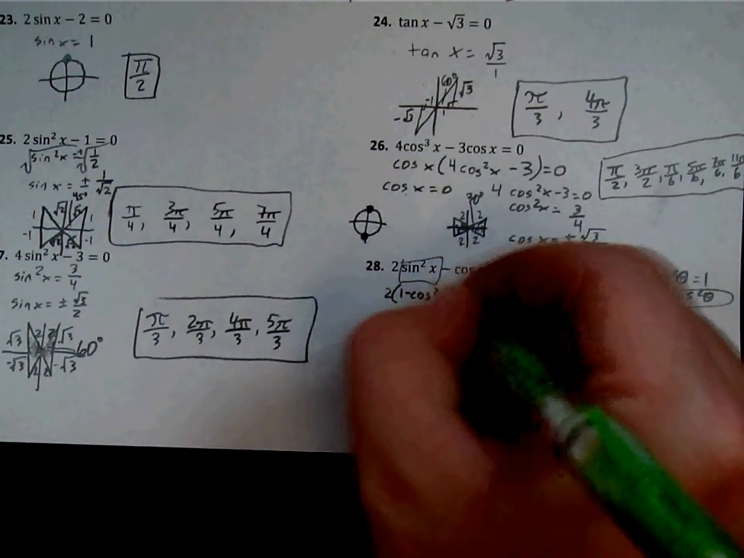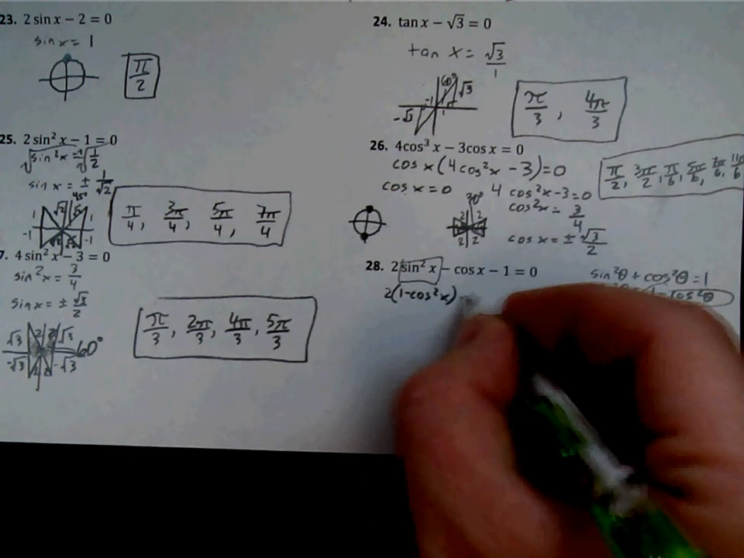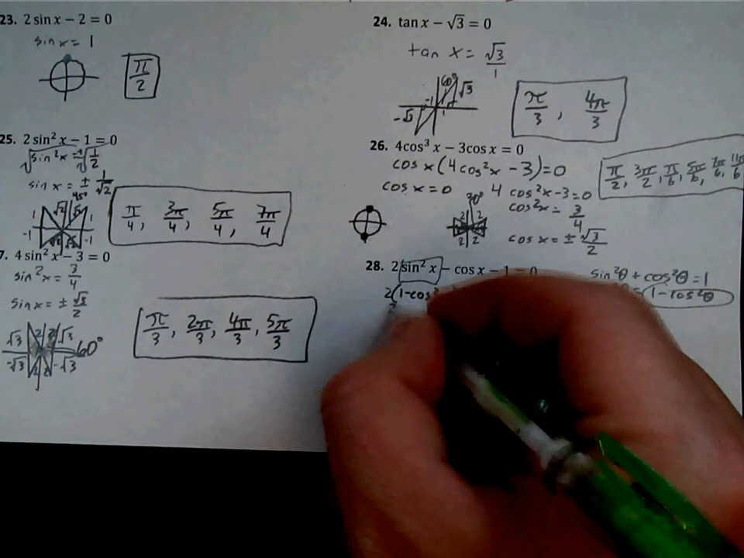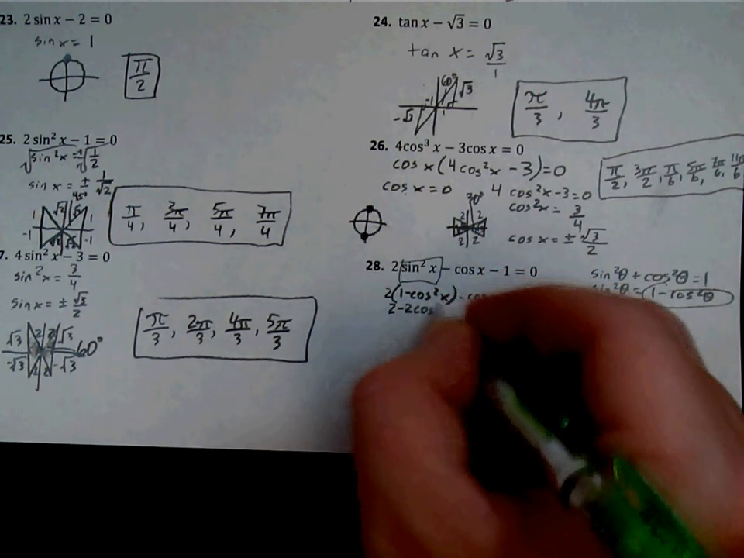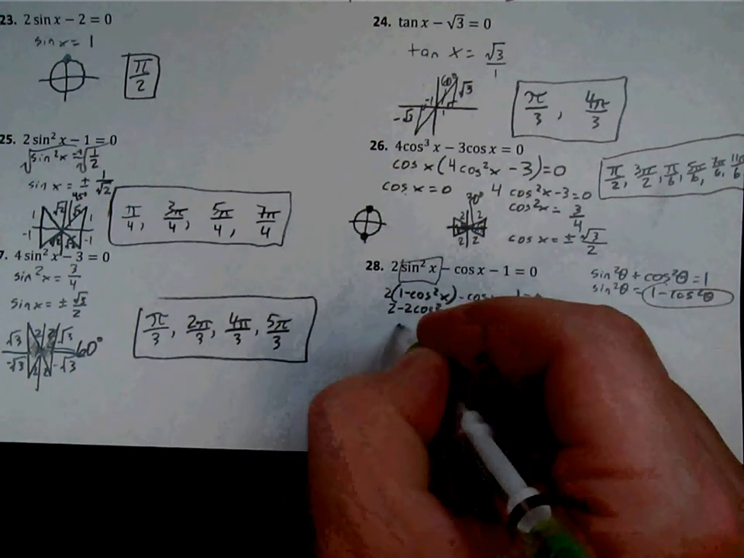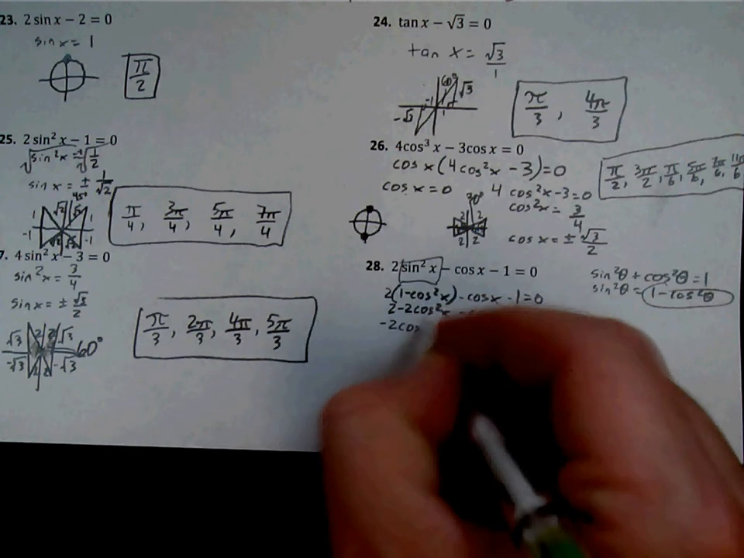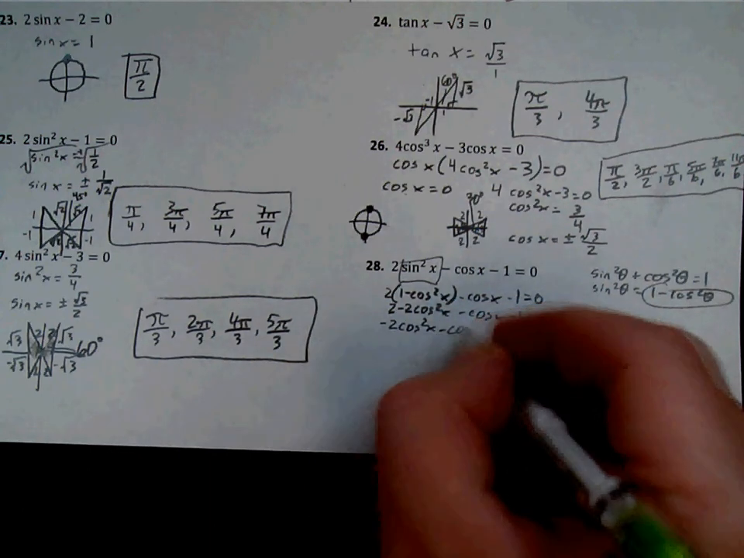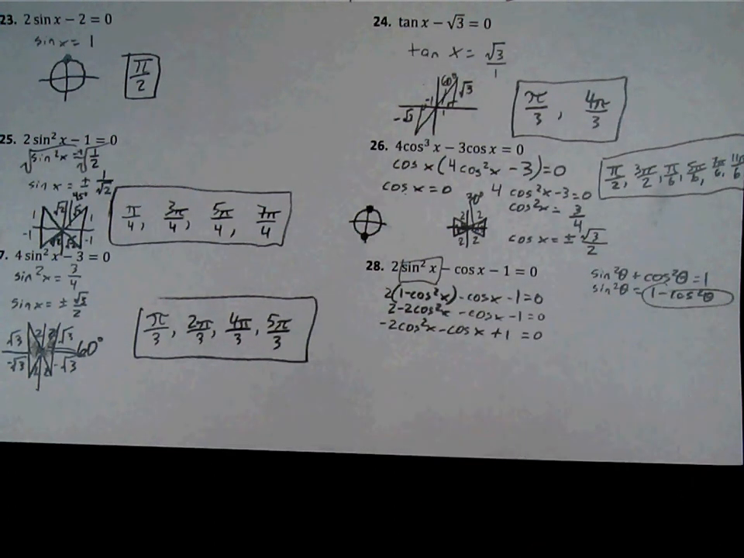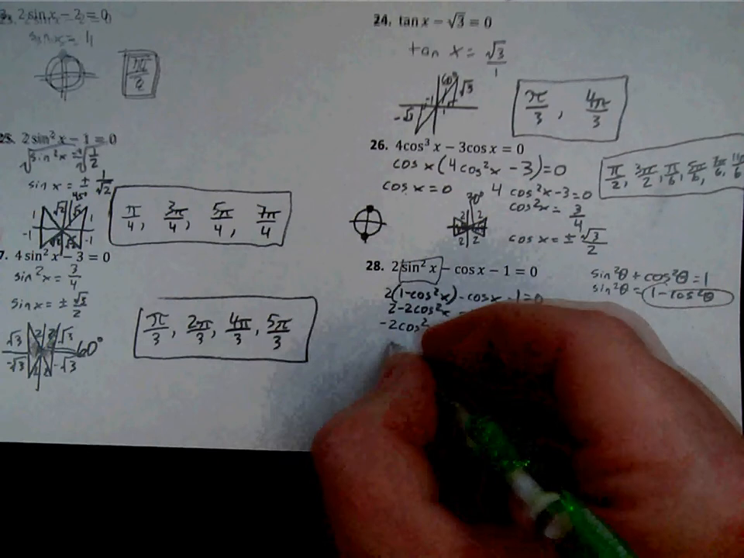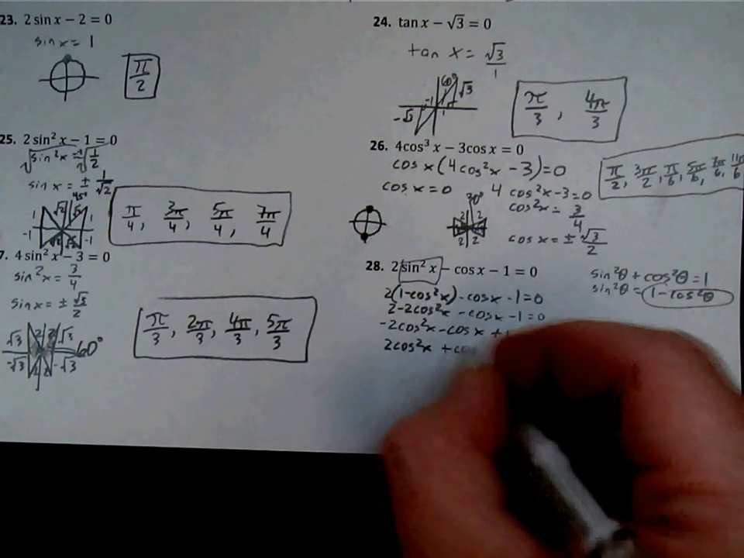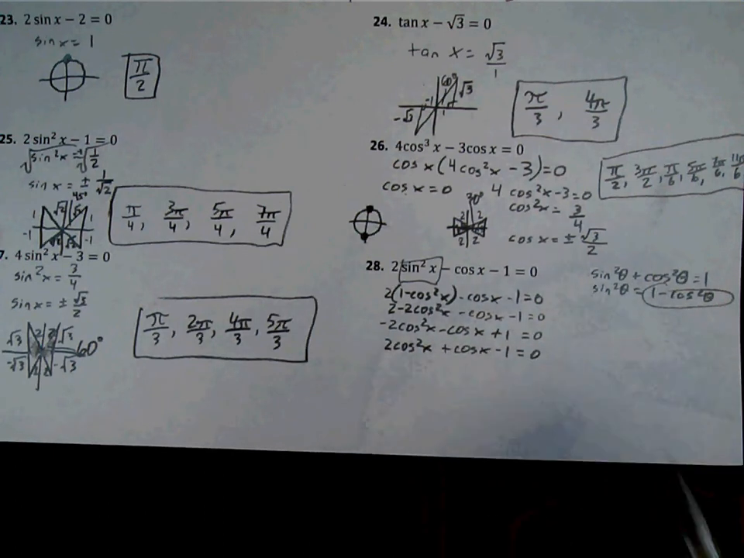Looks like we're using an x rather than theta. We have to distribute that 2. 2 minus 2 cosine squared of x minus cosine of x minus 1 equals 0. Combine like terms. Negative 2 cosine squared of x minus cosine of x. Now I'm going to get a positive 1. I don't want my lead coefficient to be negative, so I'm going to switch all of my signs now. So 2 cosine squared of x plus the cosine of x minus 1 equals 0.